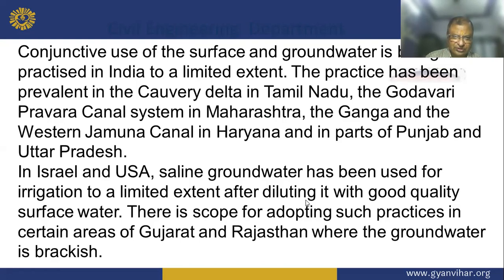In Israel and USA, saline groundwater has been used for irrigation to a limited extent after diluting it with good quality surface water, and there is scope for adopting such practice in certain areas of Gujarat and Rajasthan, where the groundwater is brackish.